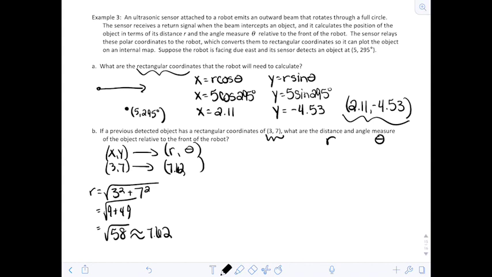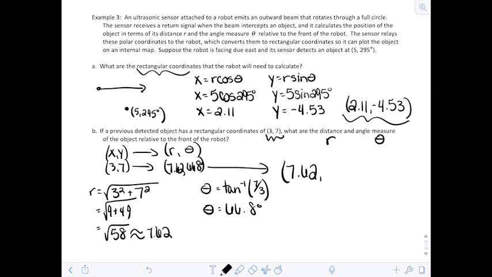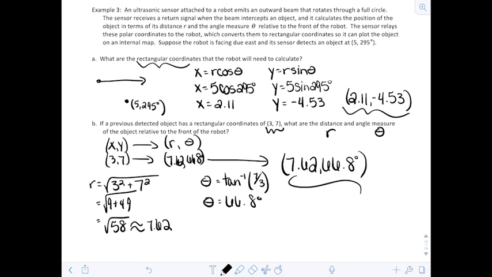And this is a first quadrant angle, so theta should be just fine when we get it. So theta is going to be the tan inverse of 7 over 3. And when I calculate that, theta is 66.8 degrees. So let me write this a little bit better. So 7.62 and 66.8 degrees. So kind of an interesting problem, but again, all they're wanting us to do is convert back and forth. Okay, and that takes us up through 9.3.